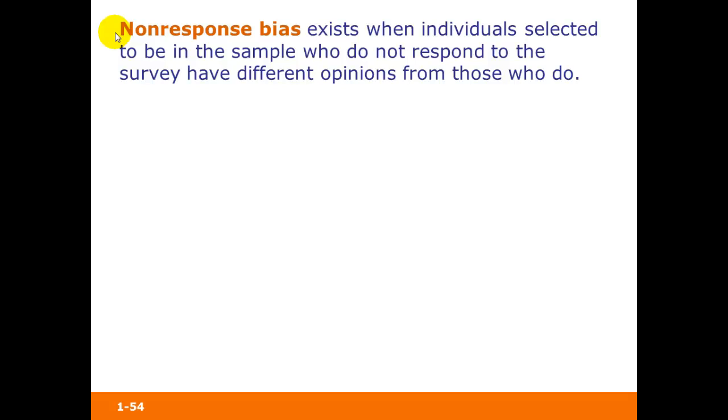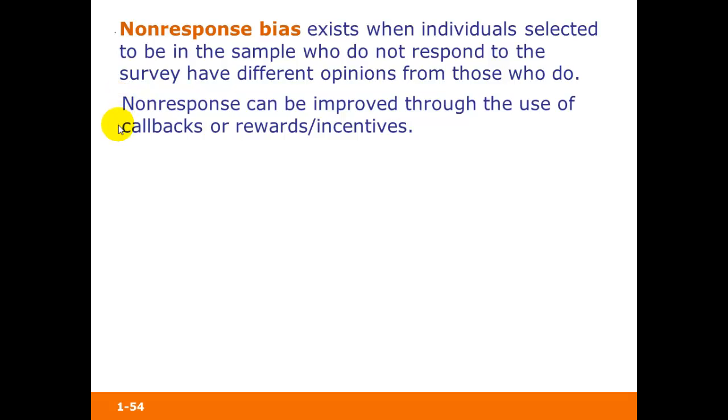One way this can happen is, for example, if surveys are mailed out and a large number of people don't respond to the survey or don't mail them back in. Now there are ways to improve this. For example, if you're making phone calls, you can call people back if they don't answer the first time, or you can offer rewards or incentives for people to actually respond to the survey.